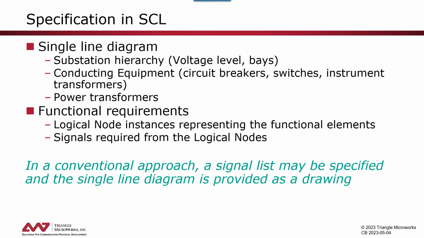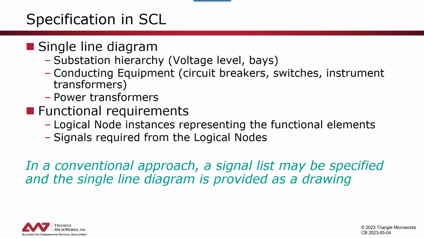The second part that we can put in the specification is adding the functional requirements, in terms of having the logical nodes representing the functional elements that we want, as well as adding the signals that we require from the logical nodes. When we compare that to a conventional approach without IEC 61850, when we do a specification, the functional requirements are mainly done in a textual document. What we can do is to have a signal list as well, the signal list of the signals typically that we want to send to a gateway, to the SCADA system, and the single line diagram is provided as a drawing.